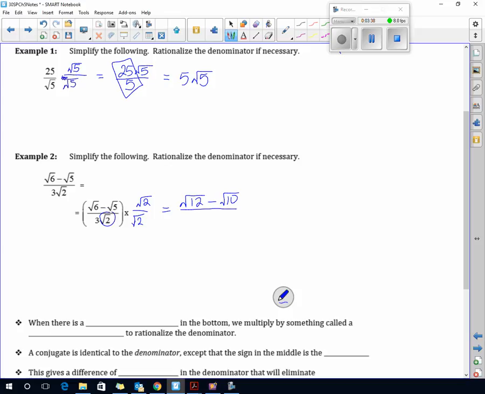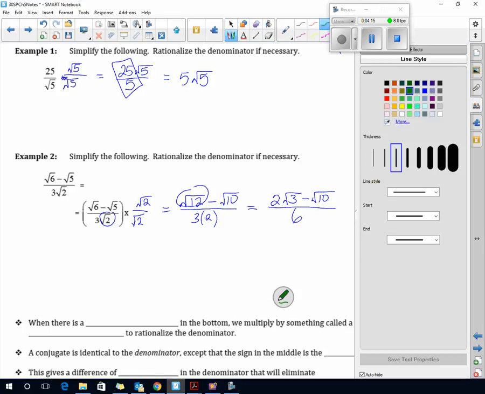My steps. Does everybody see this can be simplified right here? What can be pulled out of a root 12? 4. So 4 comes out and I get 2 root 3 subtract root 10 divided by 6. Does everybody see that? Can I simplify anything more here? I hear a yes. Can you go like this? Bam! Can you do that? No, you cannot. You cannot.